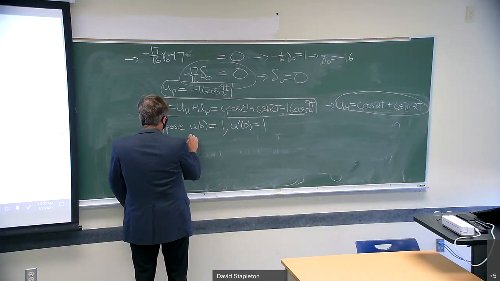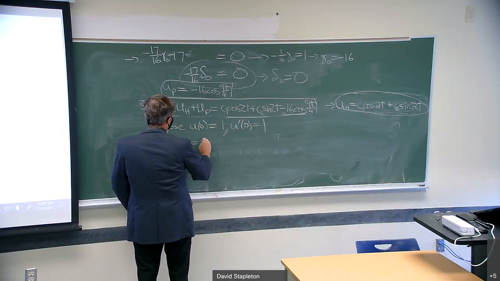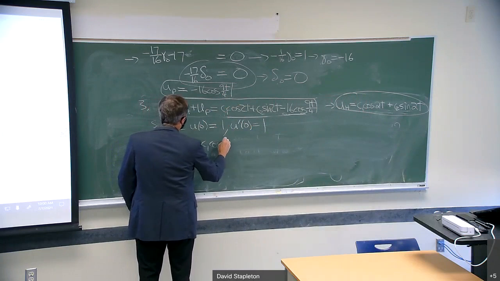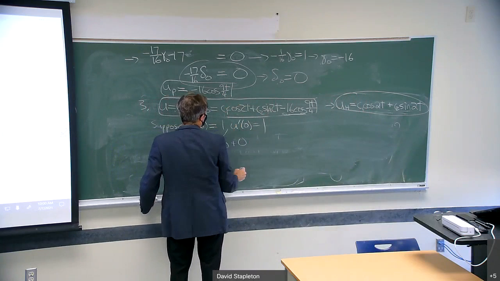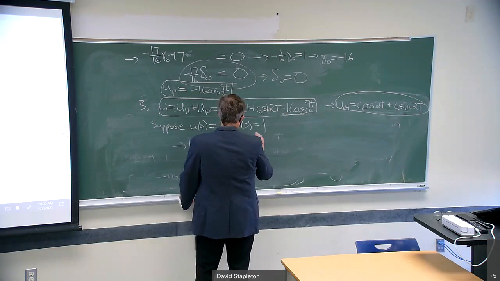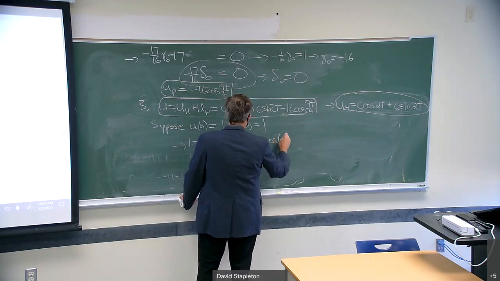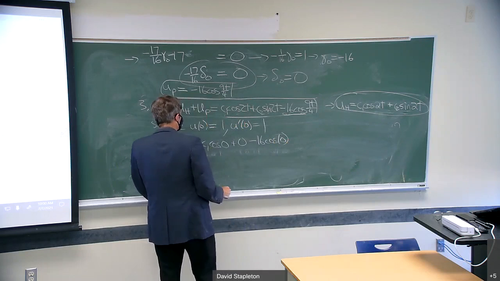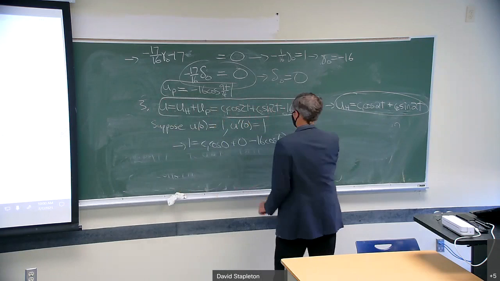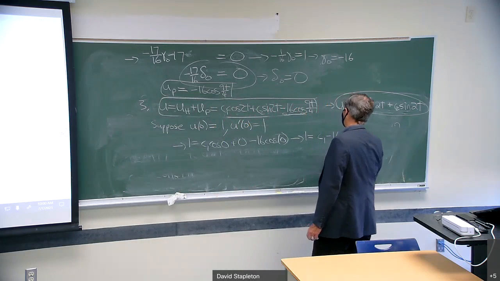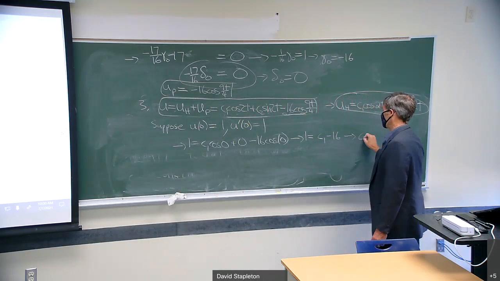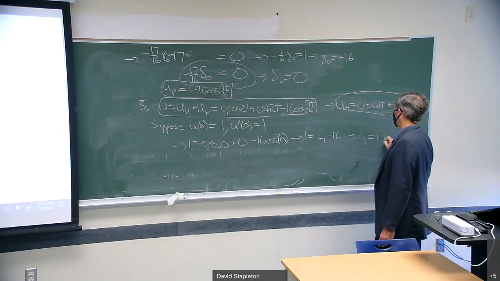And you get 1 for U is equal to C1 times cosine of 0, plus nothing multiplying C2 because it's sine 0, minus 16 cosine of 0 here. And so you get the equation 1 equals C1 minus 16. Tells you that C1 is equal to 17.